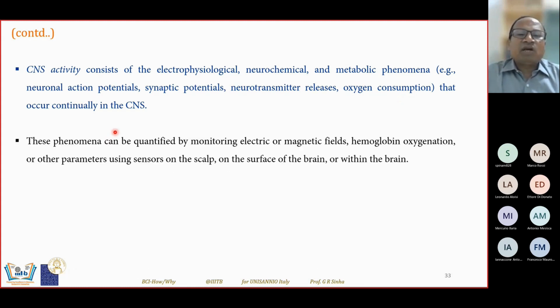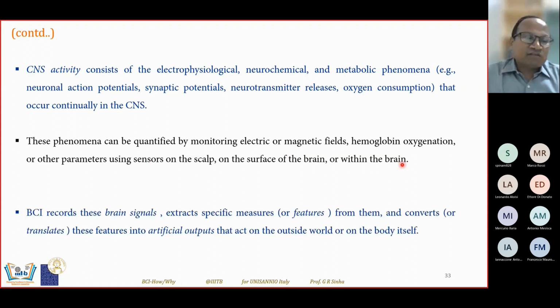These phenomena can be quantified by monitoring electrical or magnetic fields, hemoglobin oxygenation, and other parameters with the help of sensors on the scalp, on the surface of the brain, or within the brain. On the scalp, the first one is completely non-invasive. The second, on the surface of the brain, is semi-invasive, and the last one is completely invasive.